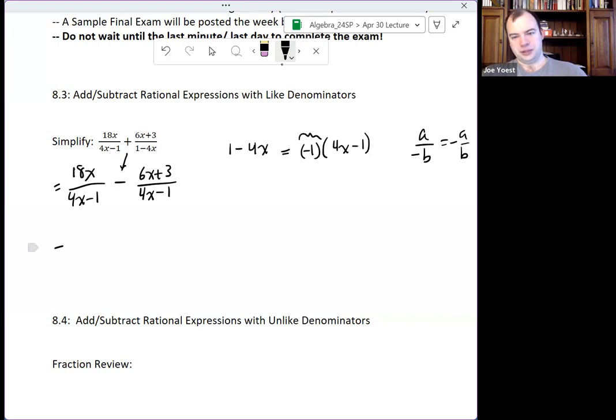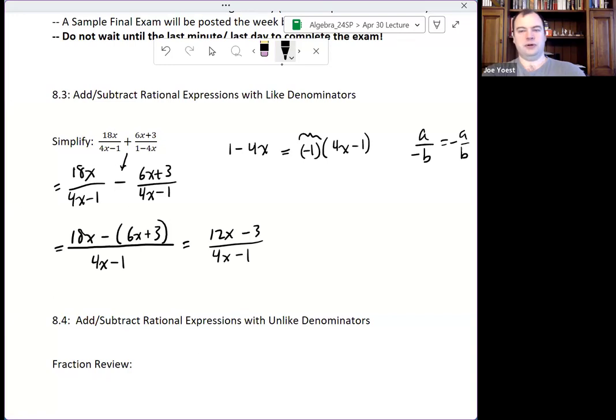So what do we do? We add or subtract the numerators, keep the same denominator. So 18x minus, and I want to be careful here with the parentheses, minus this whole second numerator, 6x plus 3. This is 18x minus 6x is 12x. And then this minus also distributes to the 3 to give me minus 3 over 4x minus 1. I have now gotten down to a single rational expression, and now I want to simplify if possible.